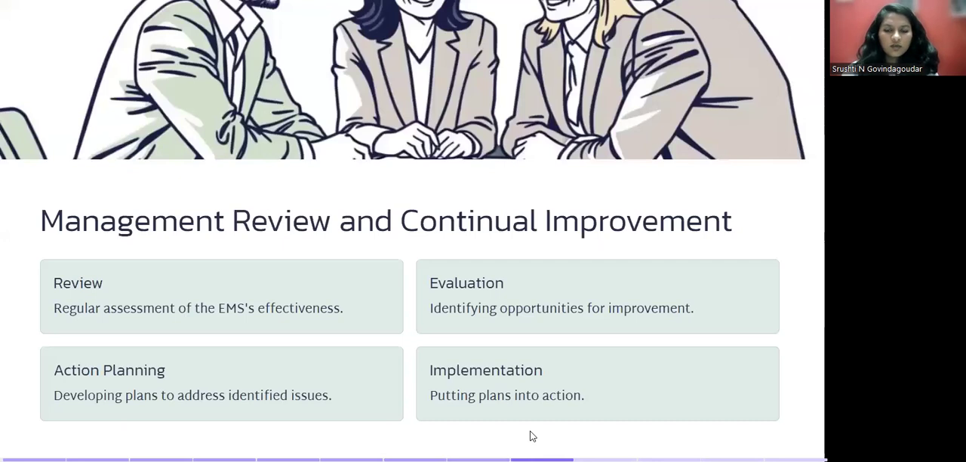Management review and continual improvement. Review: regular assessments of the EMS effectiveness. Evaluation: identifying opportunities for improvement. Action planning: developing plans to address identified issues. Implementation: putting plans into action.